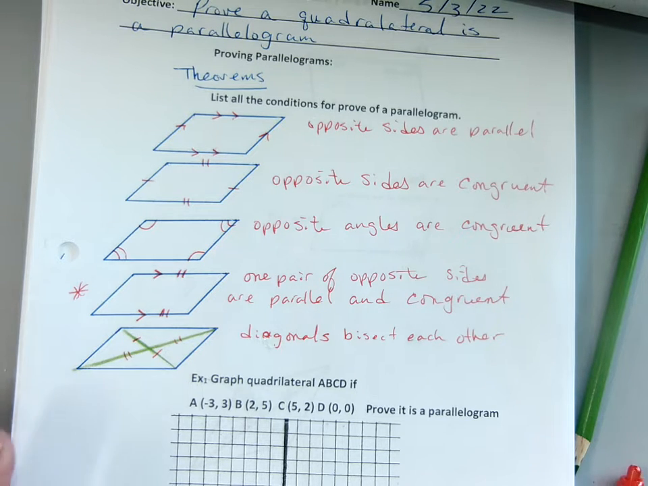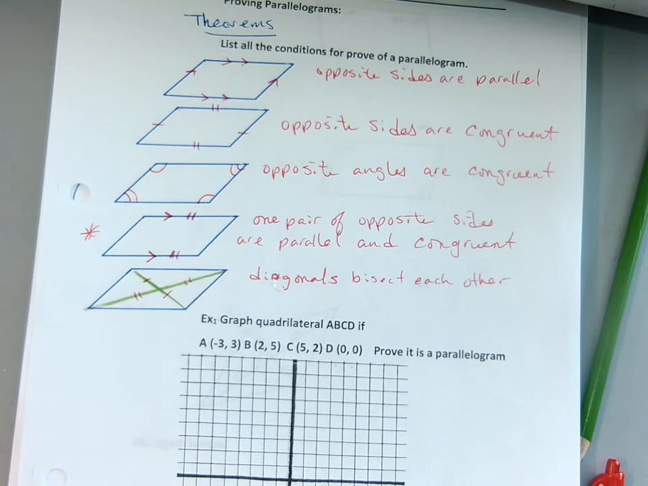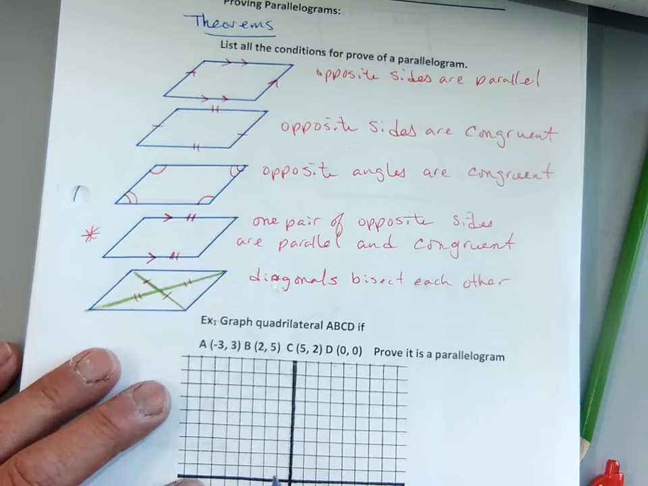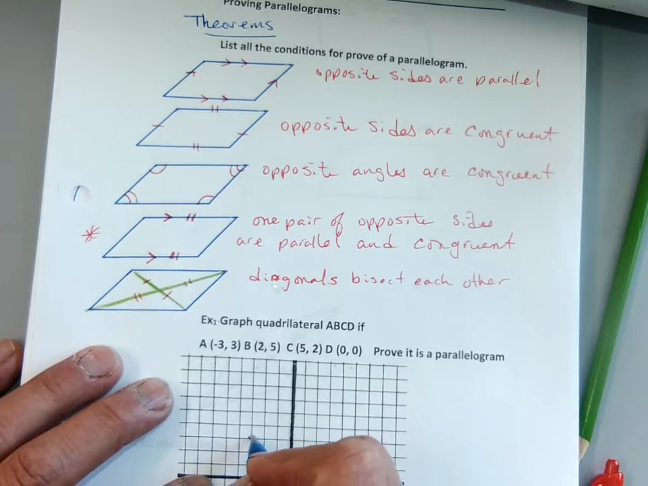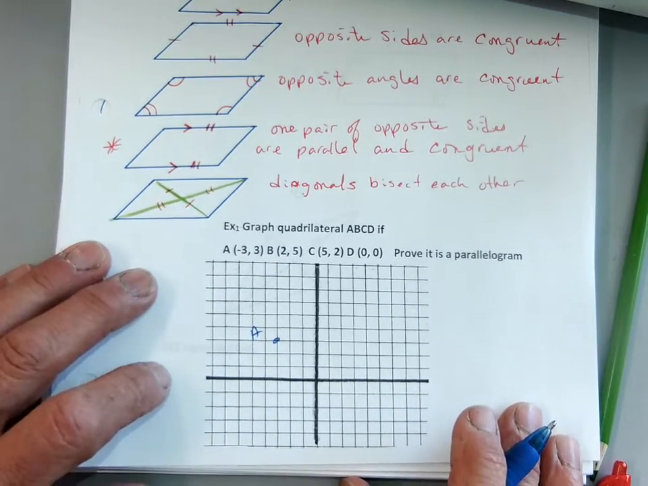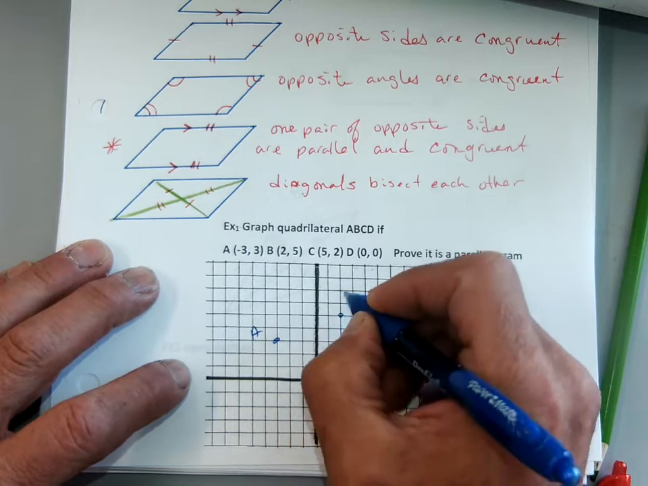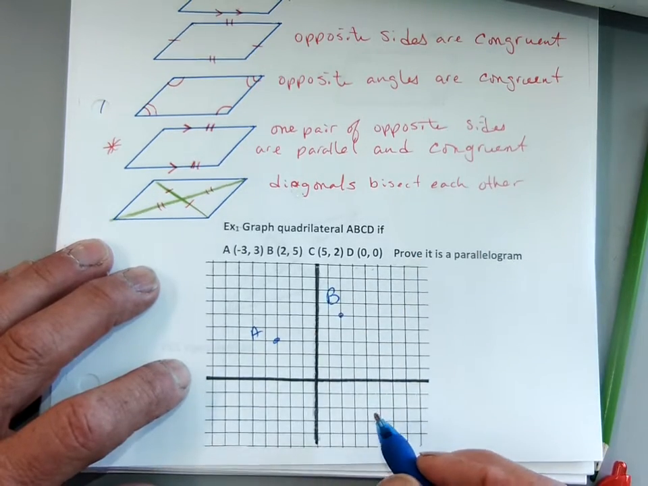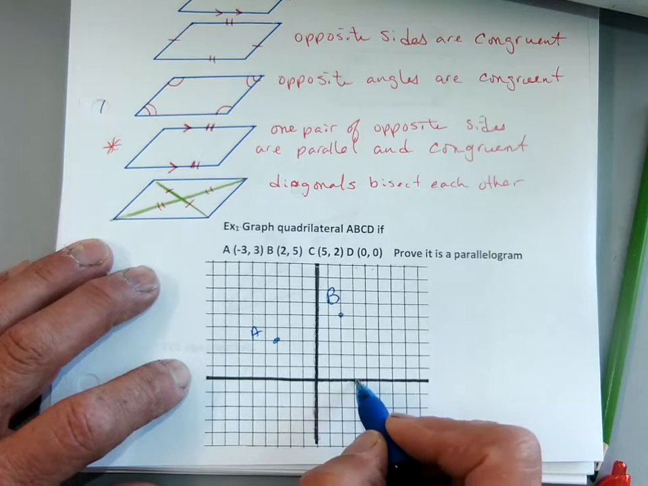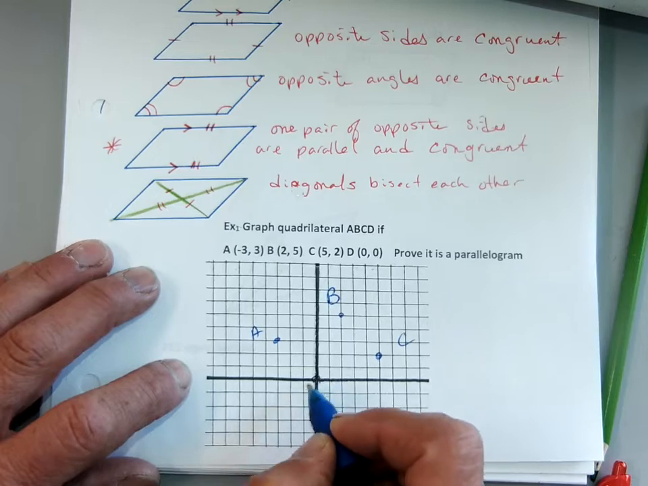Okay, so how does this work? I'll show you. We're going to look for one of these, and then we're going to state it. Okay, so let's go ahead. Example 1. I'm going to graph it first. I'll go -3, 3, 4, point A. Stop me if I get going too fast, okay? Then 2, 5 for B: 1, 2, 3, 4, 5. Then 5, 2 for C, and 0, 0 for D.